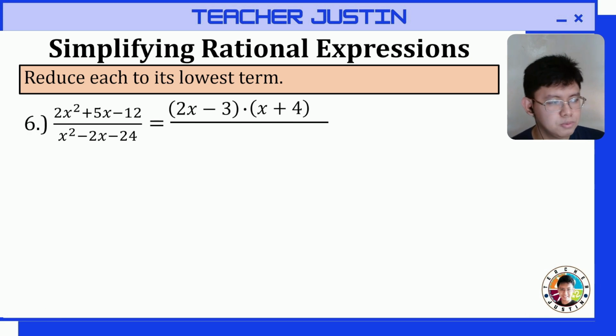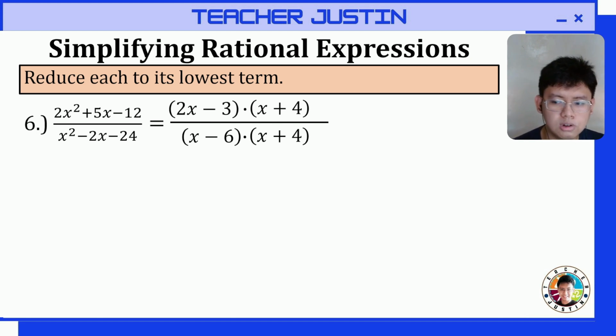Okay? Tapos, punta naman tayo sa denominator natin. Yung denominator natin is x squared minus 2x minus 24. So, pwede natin siyang i-factor using quadratic trinomial case number 1. So, yung factor niya magiging x minus 6 times x plus 4. Now, after nating i-factor si numerator at si denominator, so let's cancel our common factor. So, meron tayong common factor na x plus 4.